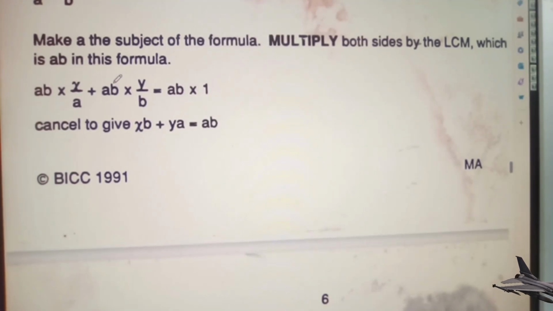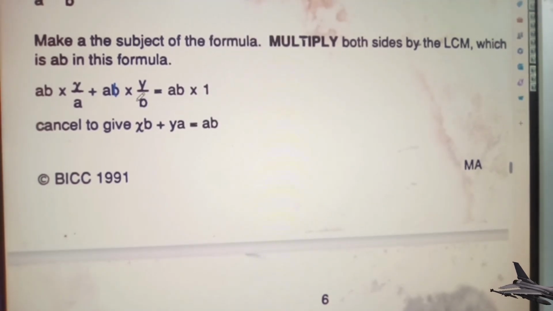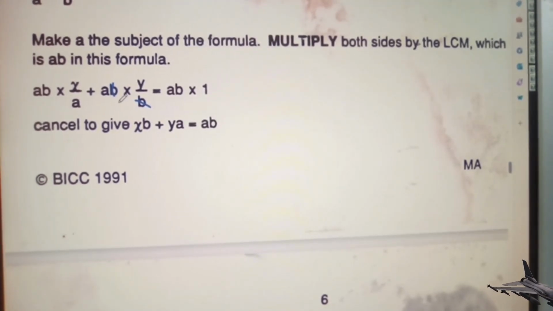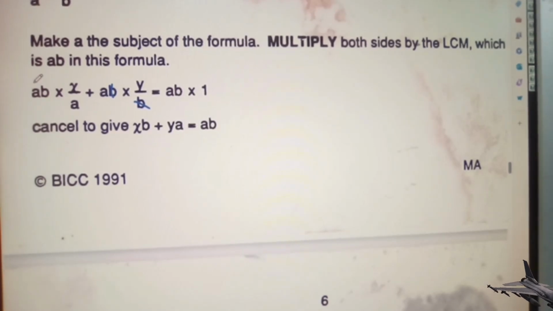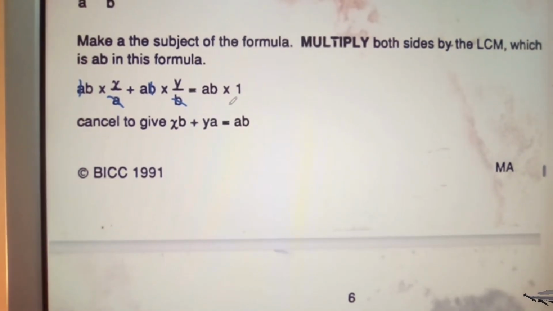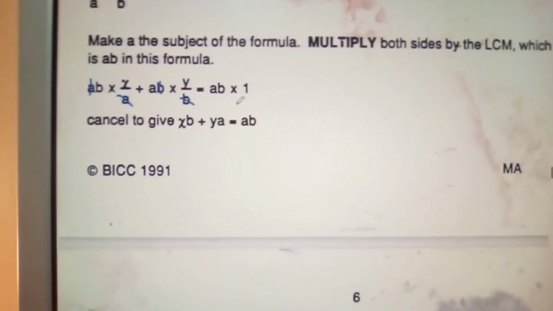Now here, this will cancel out and that will cancel out. Here, that will cancel out and this will cancel out. And that's the formula you need to be looking at.